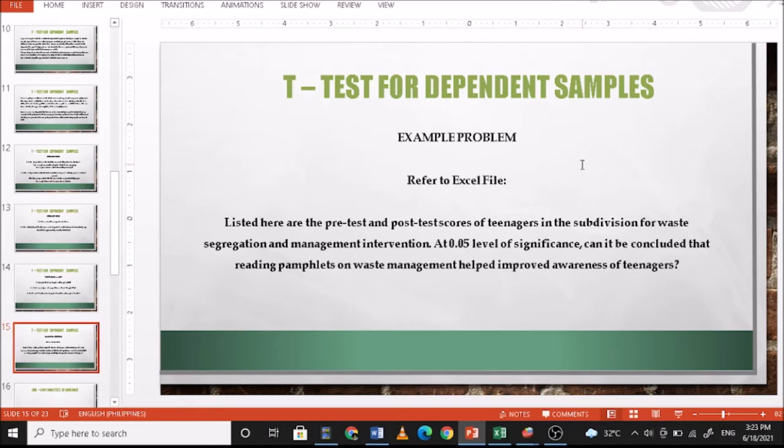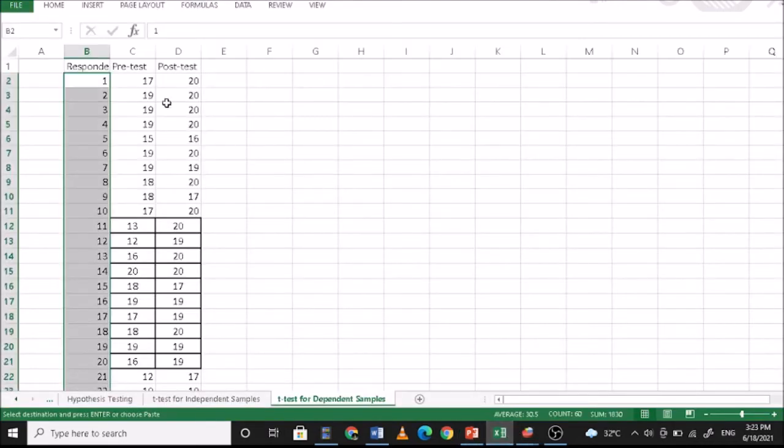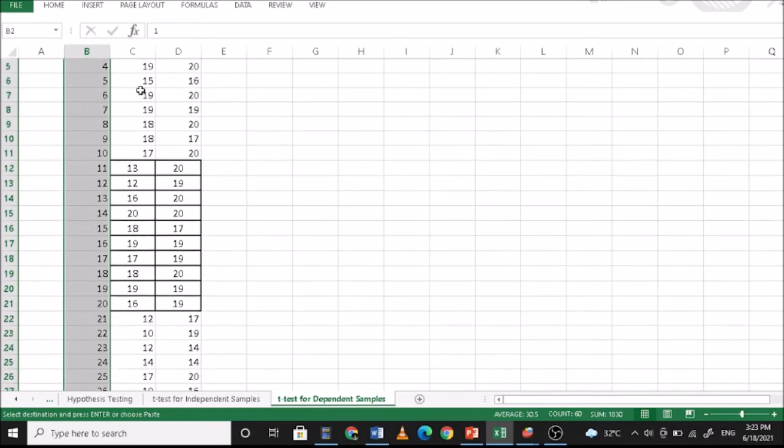Example problem: listed here are the pre-test and post-test scores of teenagers in the subdivision for a waste segregation and management intervention. At 0.05 level of significance, can it be concluded that reading pamphlets on waste management helped improve awareness of teenagers? So let's have this test. So you should review.